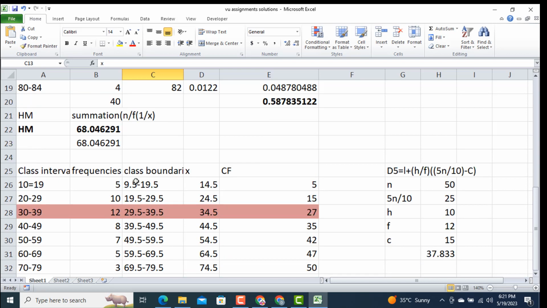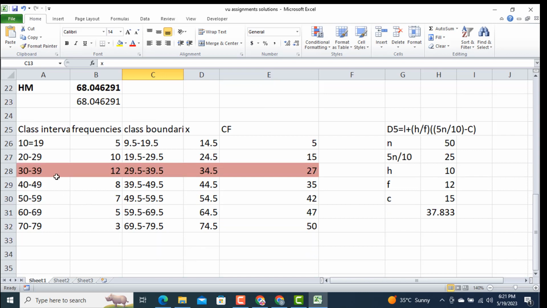Now come to question number 3, where we are interested to find the fifth decile. As is clear from the name, decile means we are going to divide 100 into 10 parts. So here the groups are 10 to 19, 20 to 29. How many classes or groups are there? 7 classes or groups are there, and their respective frequencies are 5, 10, 12, 8, 7, 5, 3, 9.5.